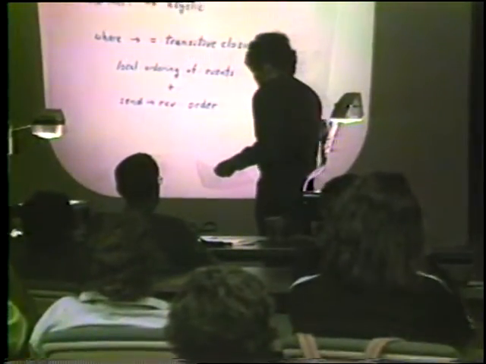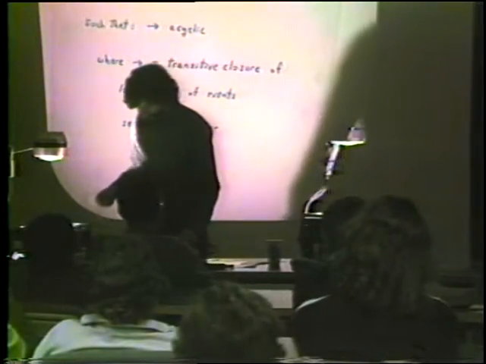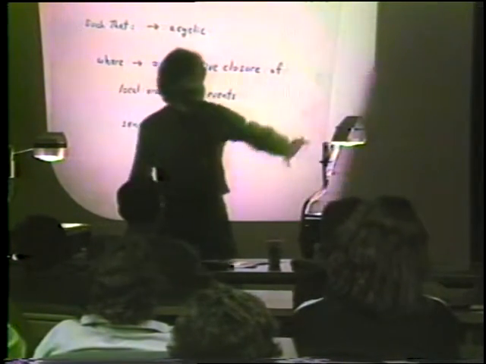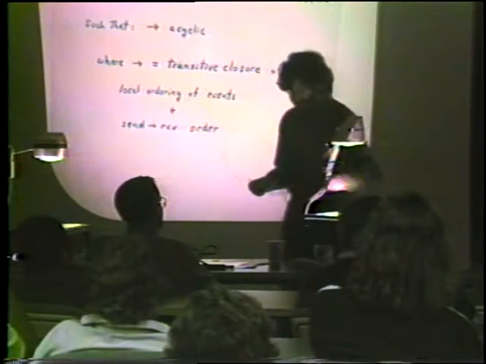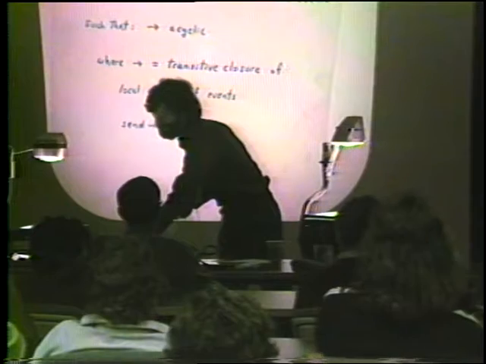Okay, so we have these two definitions of what it means for a set of local histories to be consistent, to form a possible global history. What's the relation between those two views?